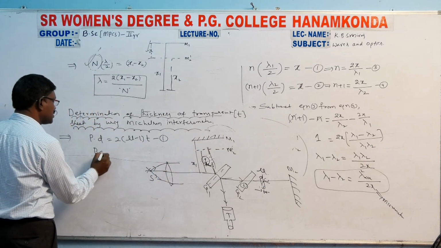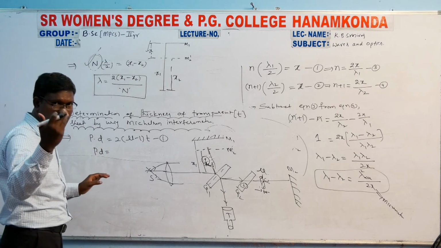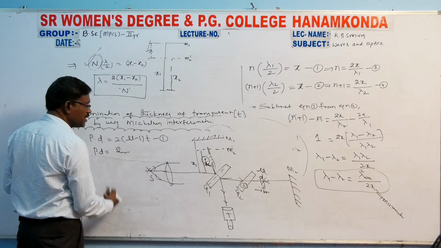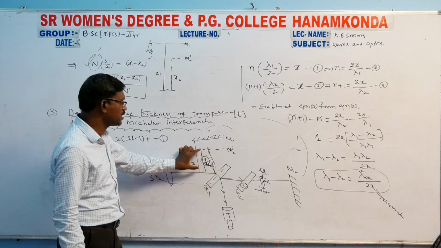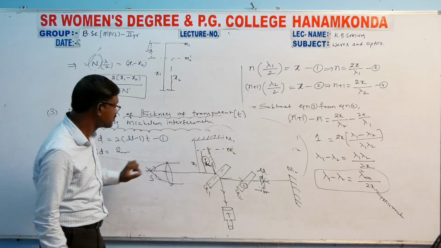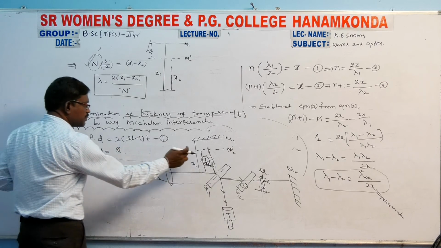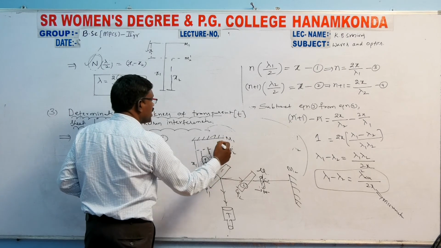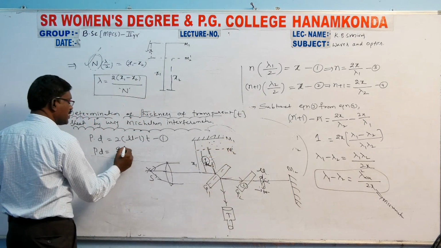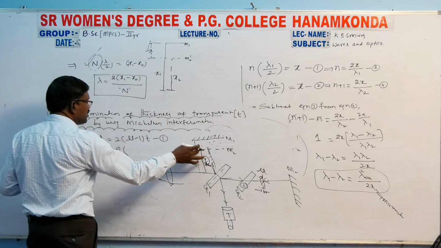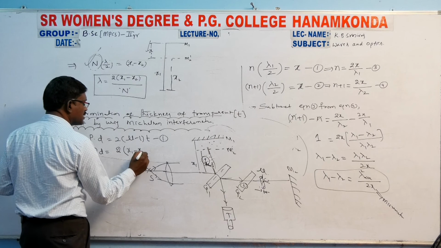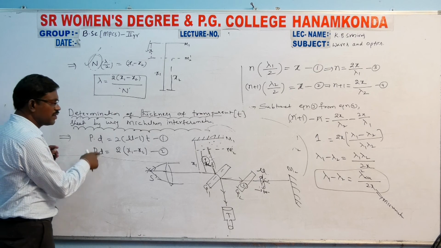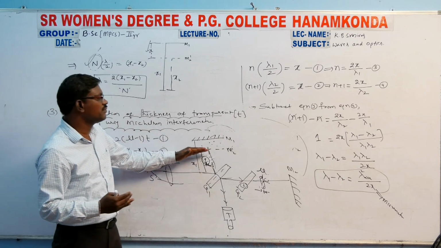The path difference we have already discussed. For normal incidence, in the case of films, the path difference is equal to 2T. Here T is the thickness of the transparent film, the film formed between M1 and M2. Which film is forming between this M1 and M2? Air only. So how do we calculate the thickness of this air? That is x1 minus x2, due to the movement of the M1 mirror only.